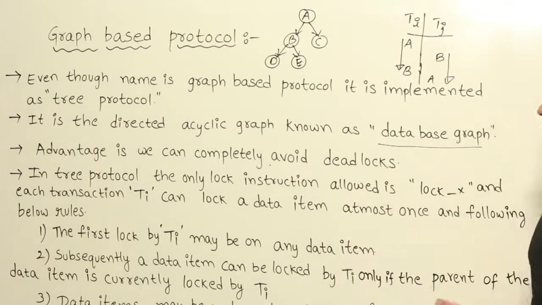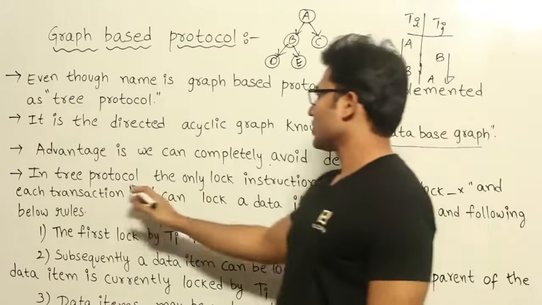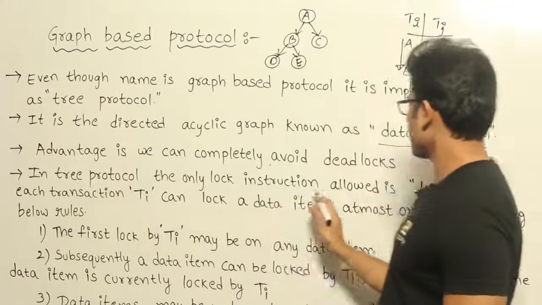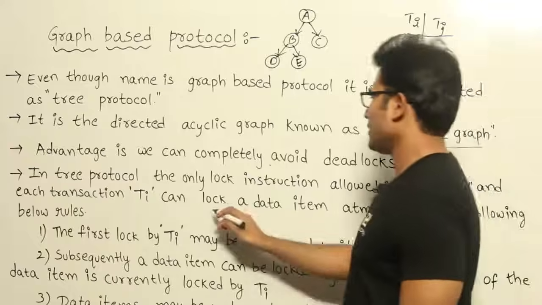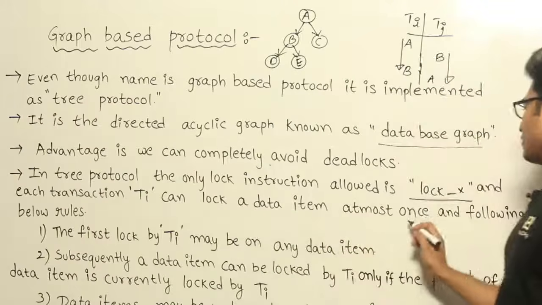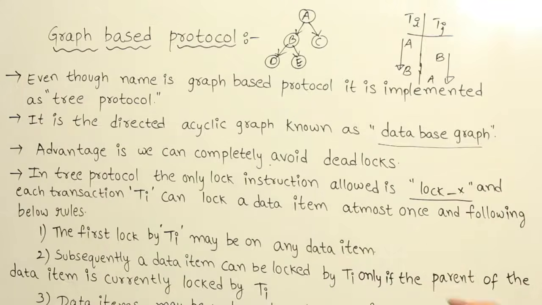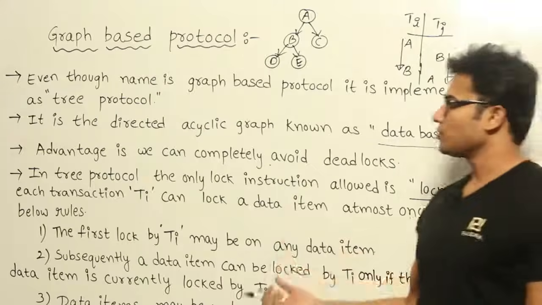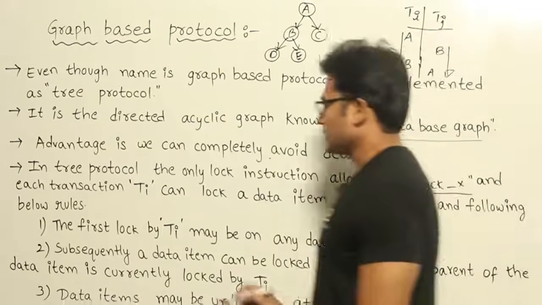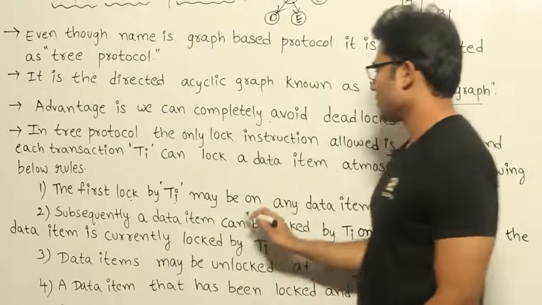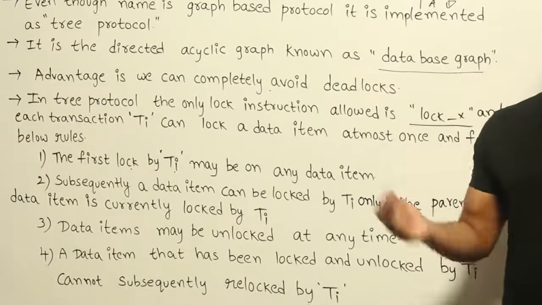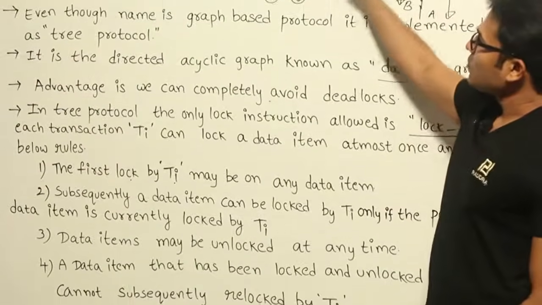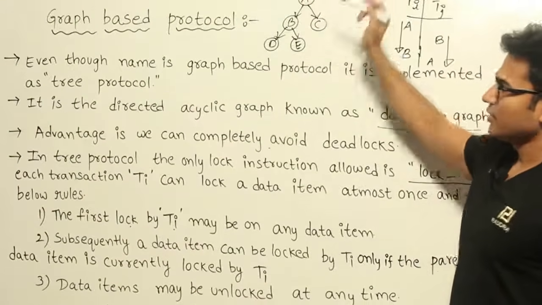I'll show you how. In tree protocol, the only lock instruction allowed is exclusive lock. So we have only exclusive locks here, and each transaction Ti can lock a data item at most once. So only once you can lock the data item, following the below rules. Some rules are given here. Now see this: the first lock by Ti may be on any data item. So whenever you take the first lock, that can be anywhere. Either you can lock at the root, or you can lock at B or C or D, wherever.